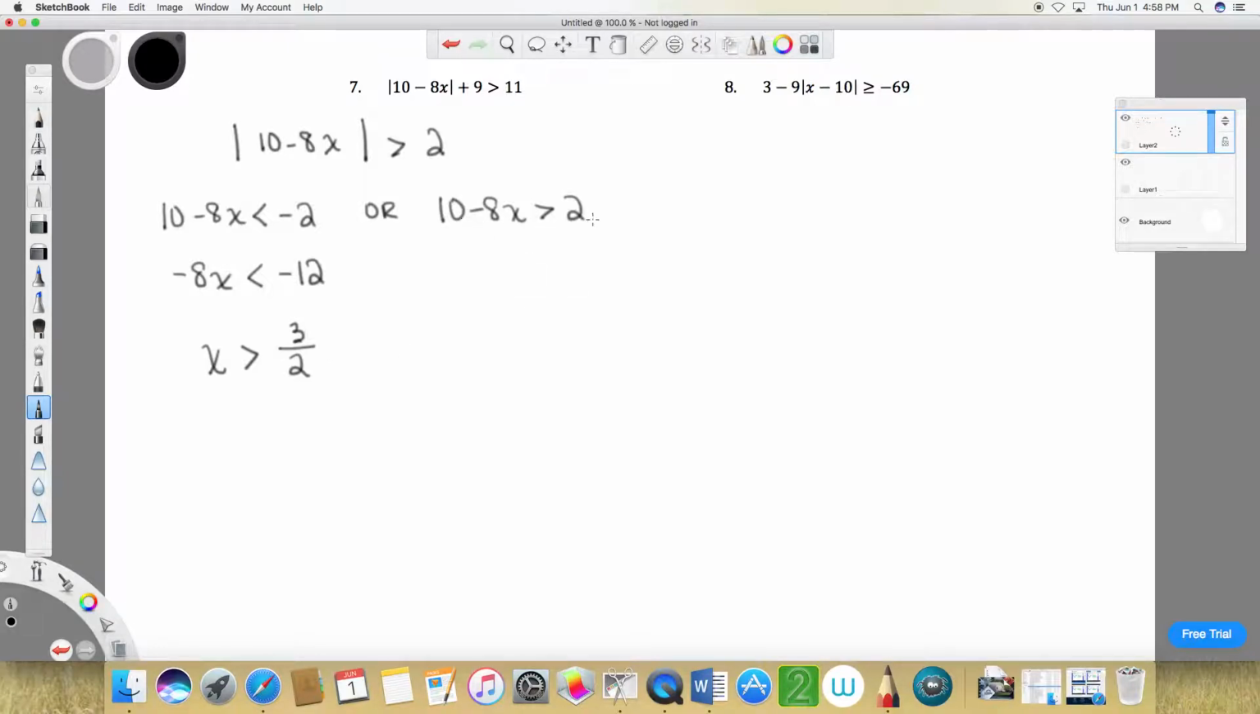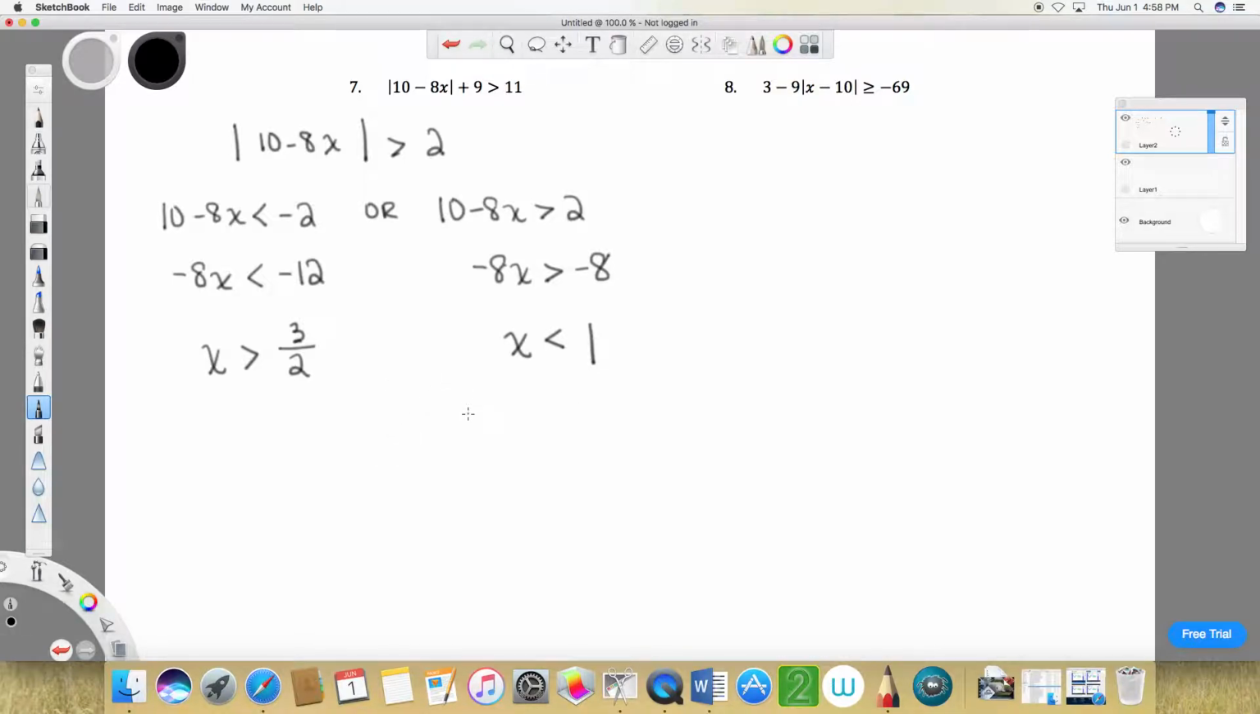All right, now let's look at this other one. Let's subtract 10 from each side. We've got negative 8x is greater than 2 minus 10, which is negative 8. If we divide both sides by a negative number, we have to change the direction of the inequality. And negative 8 divided by negative 8 is positive 1.